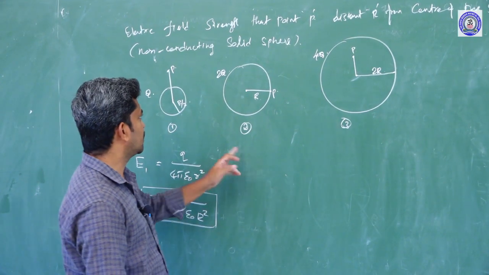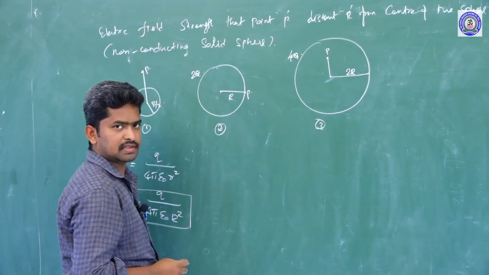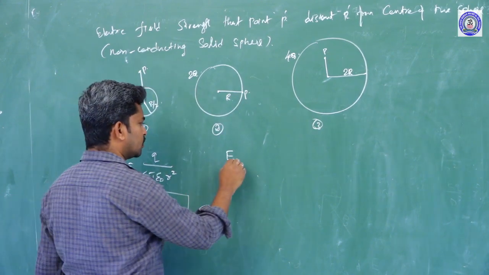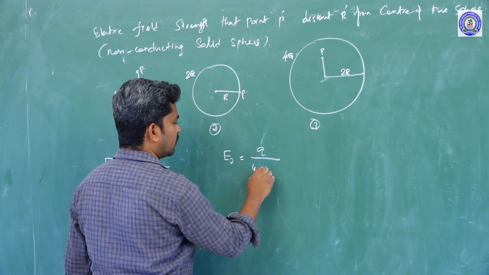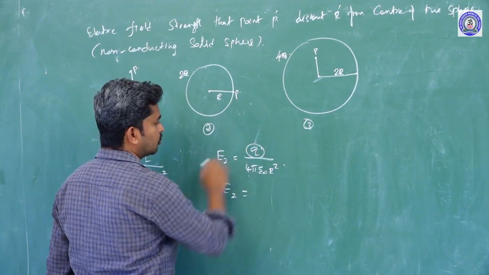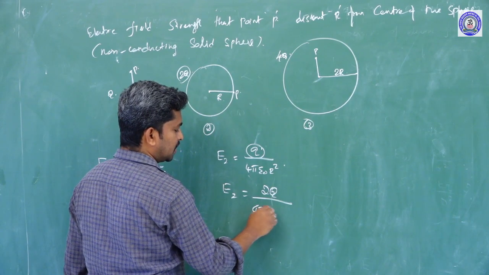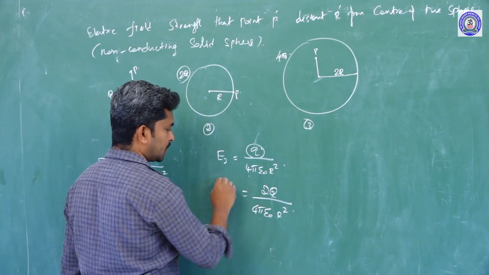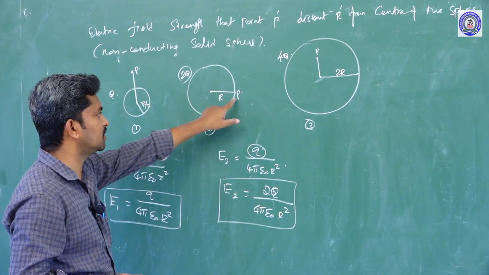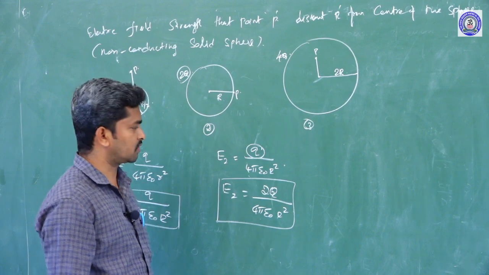Second sphere: the net charge is 2Q, and the point is on the surface. You know well the electric field on the surface of a non-conducting solid sphere is Q divided by 4 pi epsilon naught R square. Here the charge is 2Q, so E2 is equal to 2Q divided by 4 pi epsilon naught R square. This is the electric field of the 2Q charge, radius R, at a point on the surface.